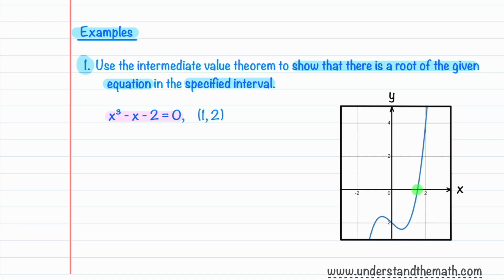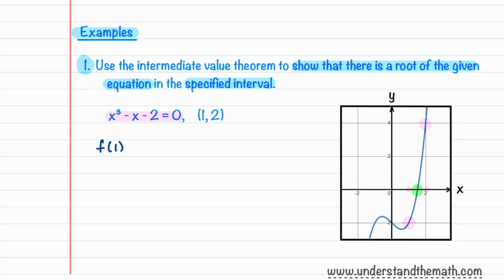So that is going to be this point right here, where our function x cubed minus x minus 2 is equal to 0. And we want to show that we have a root between x equal to 1 and x equal to 2. To show this, we are going to look at our function values at 1 and at 2.